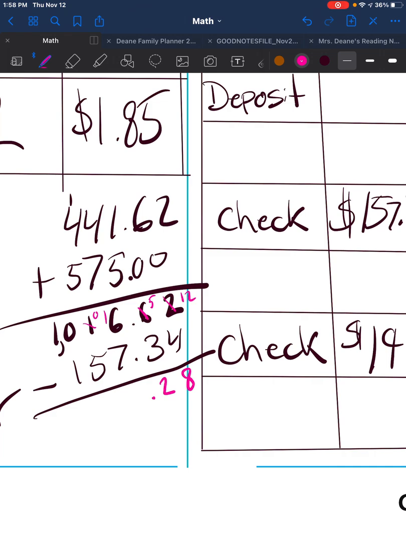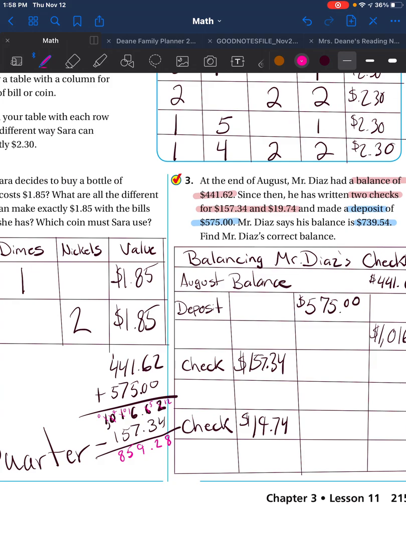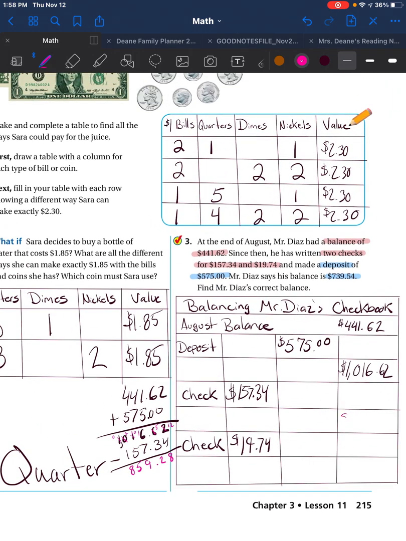Oh my goodness, I'm not thinking right now. So 9. And we can't, so we have to go over here. That would make it 9, 10, 5, 8. So we would have $859 and 28 cents.